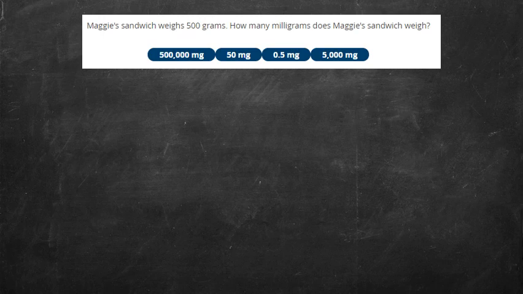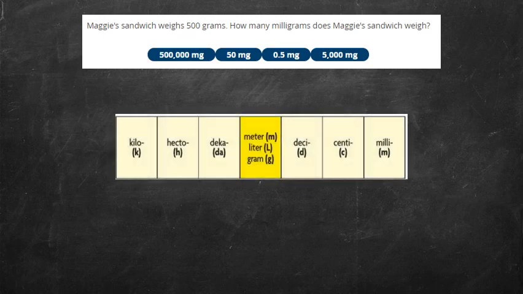Maggie's sandwich weighs 500 grams. How many milligrams does Maggie's sandwich weigh? All right. Again, I need to remember my conversion charts, and I can always use conversion charts to help me answer my questions. So let's look at an appropriate conversion chart. Here we have a metric conversion chart. So let's look at our question again. Maggie's sandwich weighs 500 grams. So I know I'm going to start with grams. There are 500 grams. And I'm trying to figure out how many milligrams Maggie's sandwich weighs.